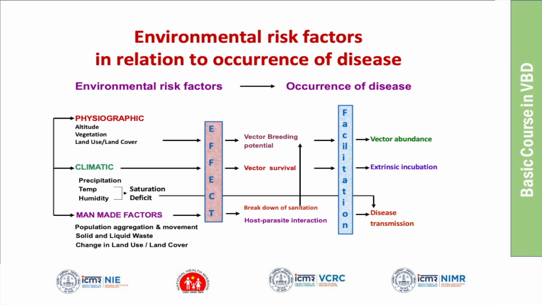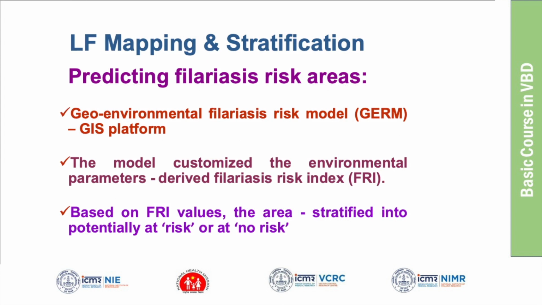And to what extent are they contributing? So we evolved a methodology for measuring the contribution of each of these factors, and we evolved a formula for this, that is the filariasis transmission risk index. We calculated it, and based on this filariasis risk index value, the area was stratified into potentially at risk or no risk.